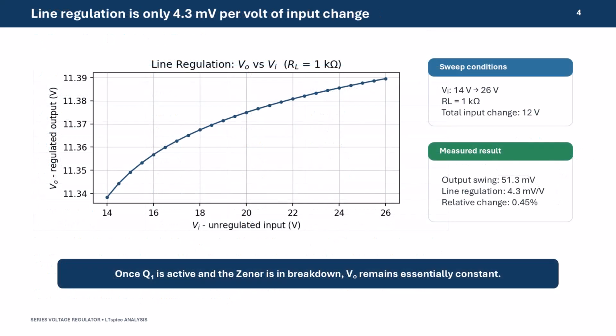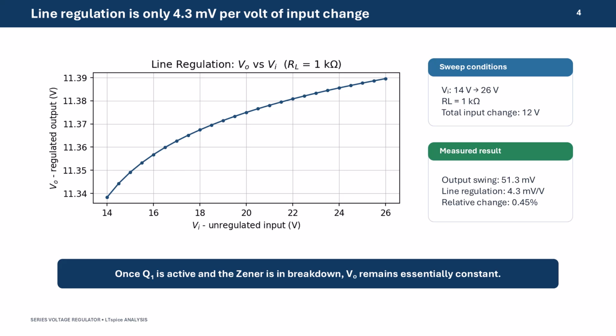Line regulation tells us how much the output changes when the unregulated input changes, with the load held constant. Here, LTspice sweeps the input from 14 volts to 26 volts while the load remains 1 kilo ohm. Across this 12-volt input range, the output changes by only 51.3 millivolts.